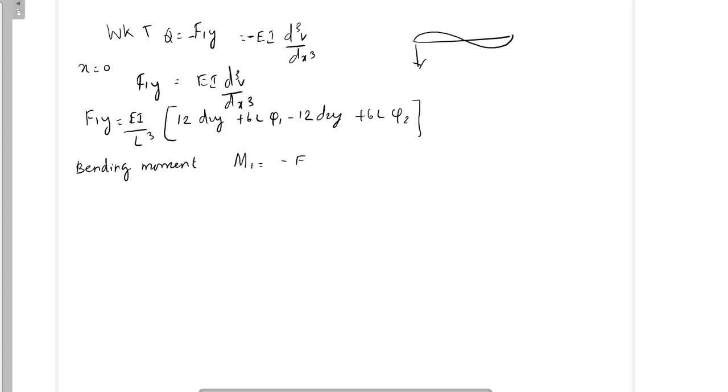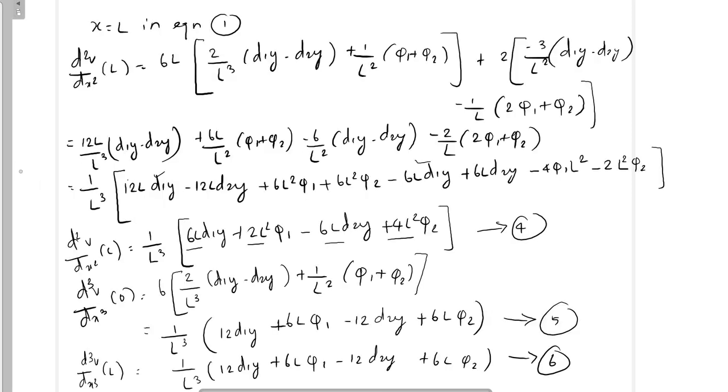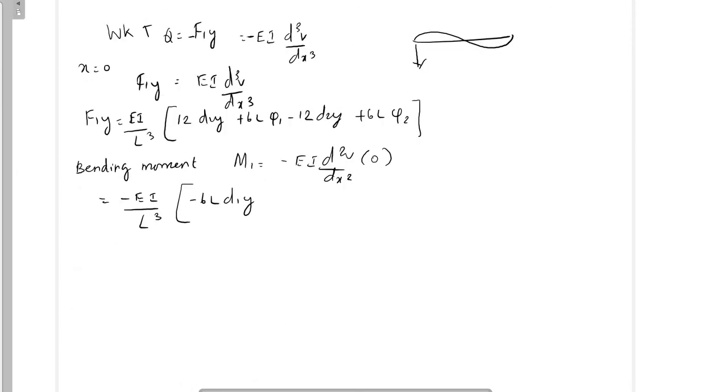M1 is minus EI d square v by dx square. It is a positive moment at 0. So you have the equation, it is minus EI by L cube, minus 6L d1y. It is the solution from equation 3, so kindly refer to the previous step. The solution from 3 is taken for the first step here.